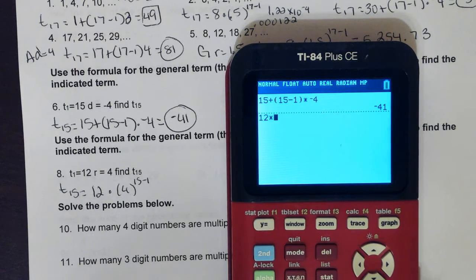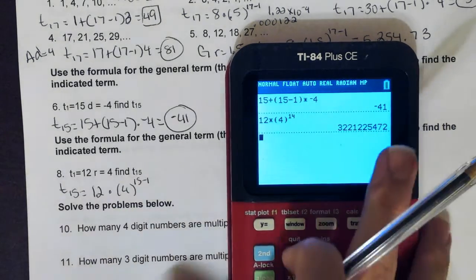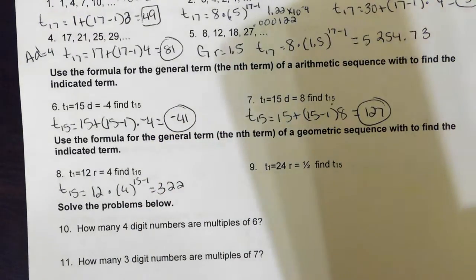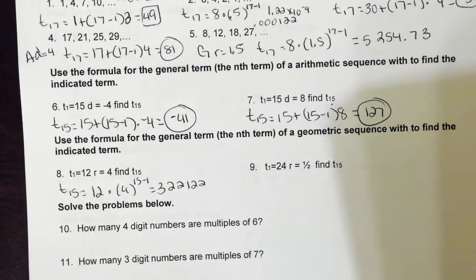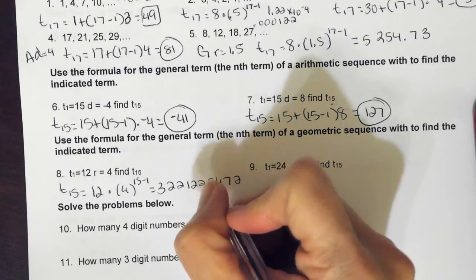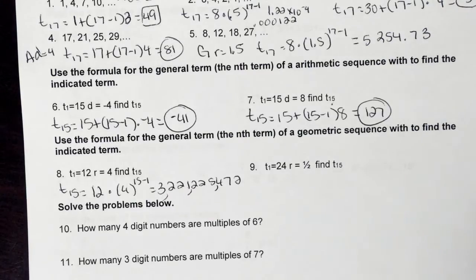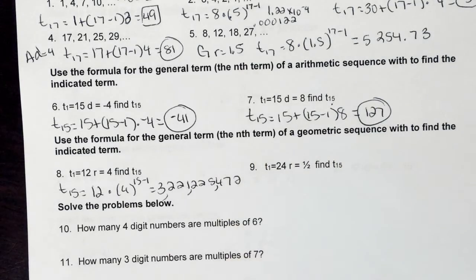12 times my r raised to 15 minus 1 is 14. There we go. Okay, so just a matter of knowing which formula to pick and typing it in your calculator. So again, pause the video, go try number 9, come back and check your work.